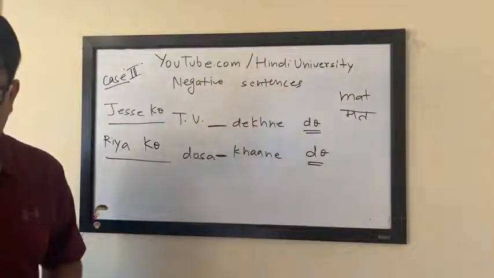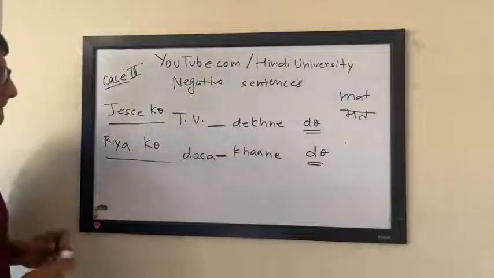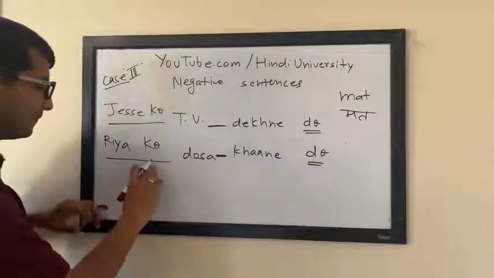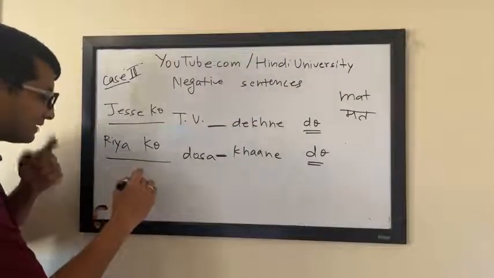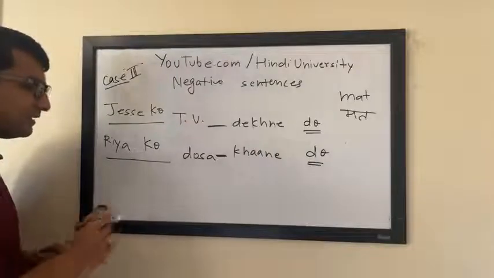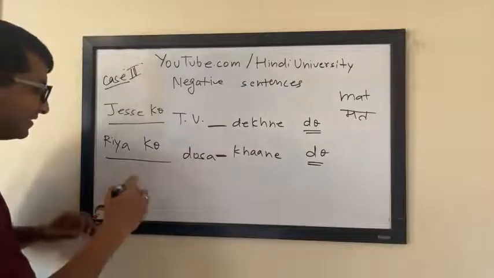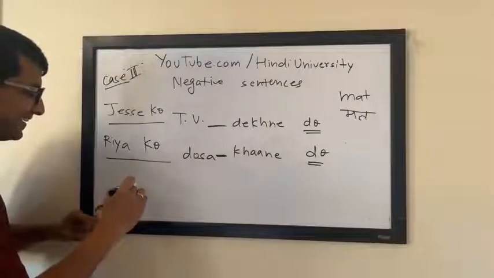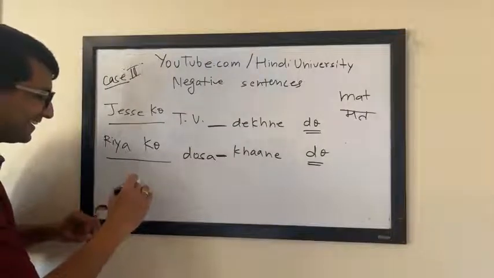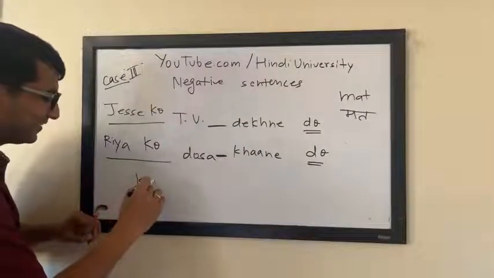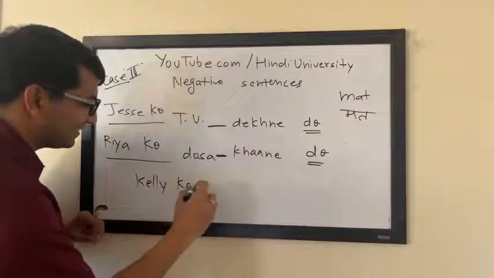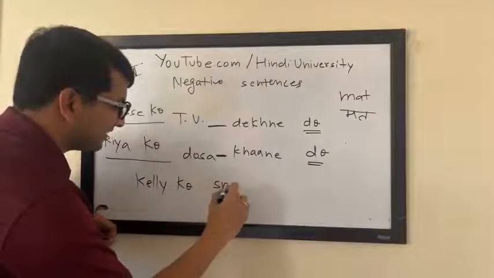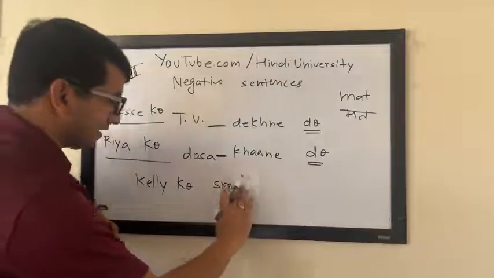Rita ji, you want to try a new sentence? Let's pick on Kelly ji. Don't let Kelly drink smoothie. Smoothie. Okay, Kelly ko smoothie pine mat do.